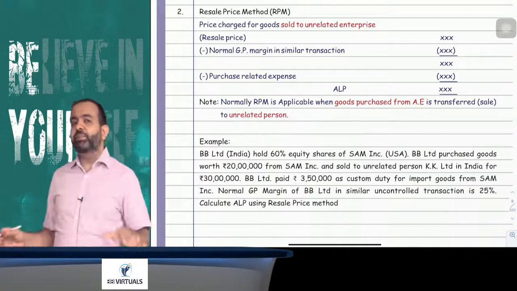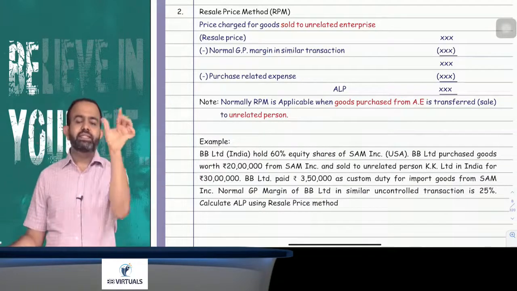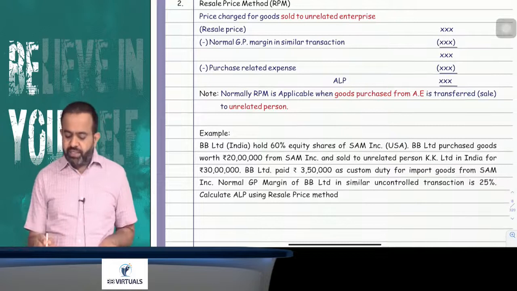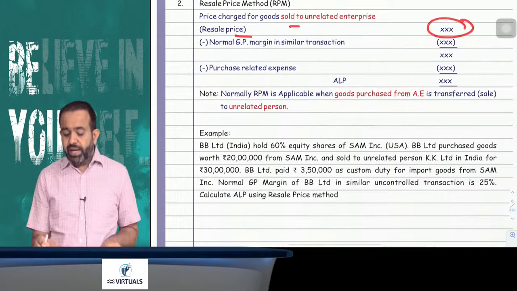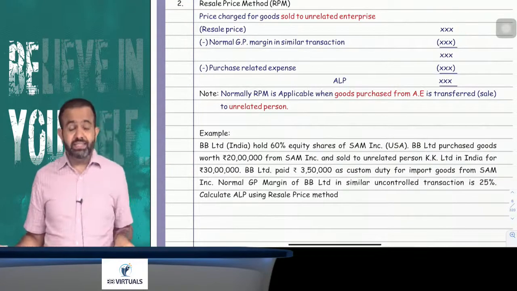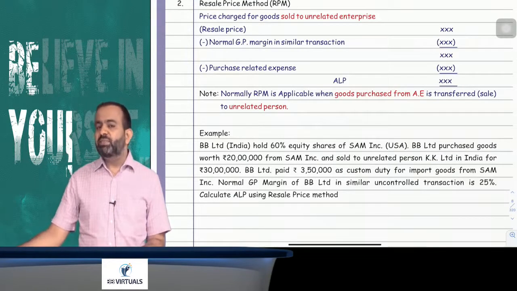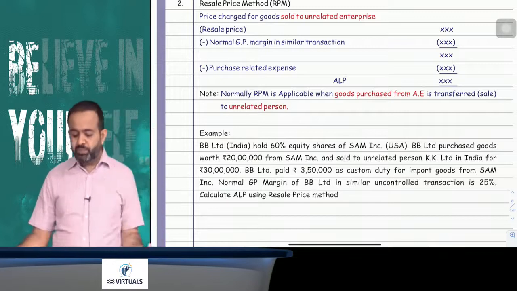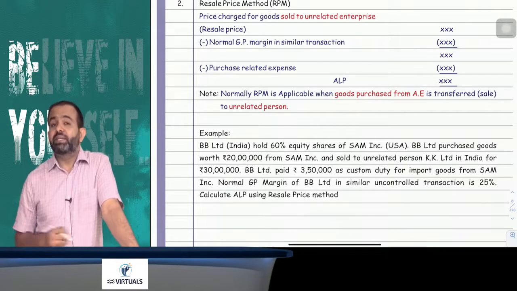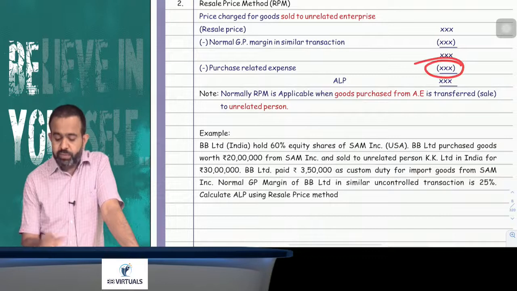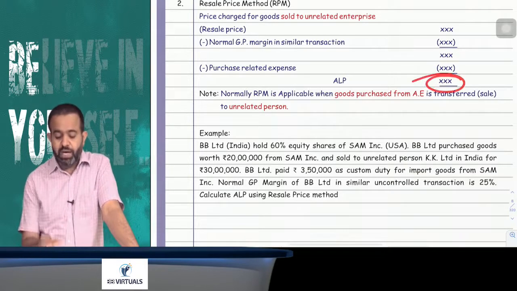In the resale price method, just start with the resale price. Whatever your resale price is, first take it, and from the resale price just subtract the gross profit margin, the normal GP margin in a similar transaction. After that, if there is any purchase related expenditure, just reduce those purchase related expenses, and you will get your arm length price.